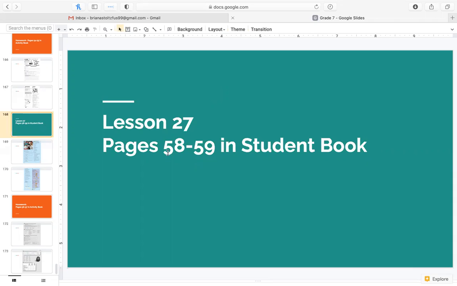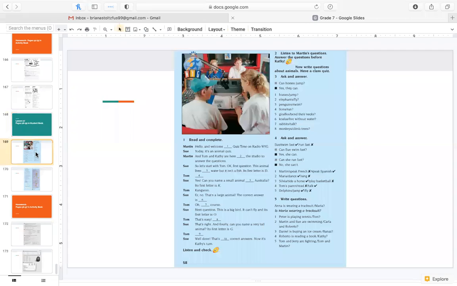Today, we will look at pages 58 and 59 in your student book. This is a review lesson. This is page 58. To begin, let's write the correct words in these spaces.